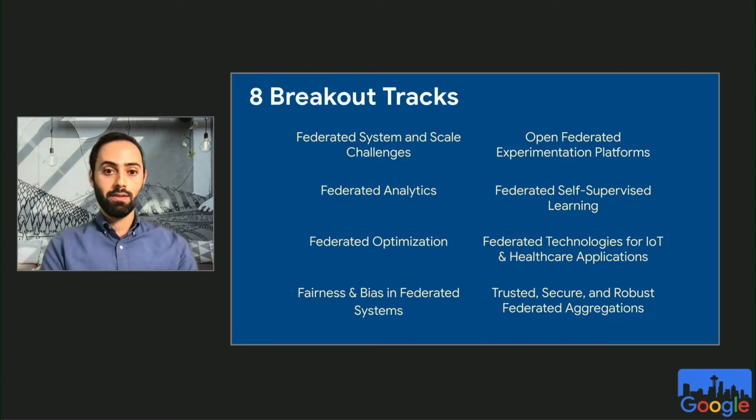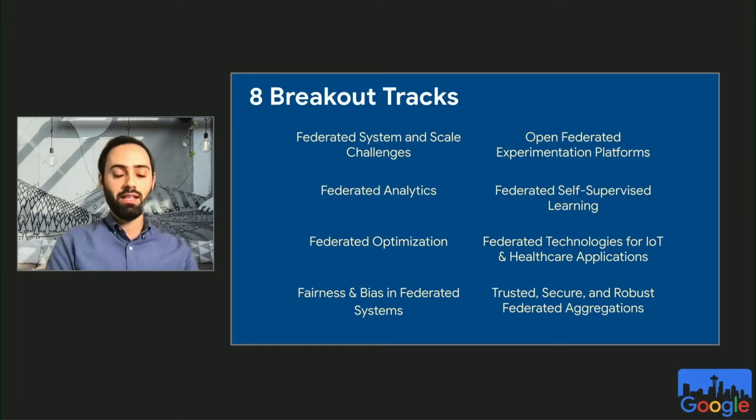Next slide, please. All right, we also have 8 breakout tracks, spanning all the way from system challenges to analytics, optimization, fairness and bias, trusted, secure, robust aggregations, IoT, new emerging applications, and so on. One thing you'll notice is there's no session on privacy, especially on differential privacy. That's because we believe that pretty much all these sessions are going to contain privacy in one way or another. So we hope you will join us for these breakout discussion sessions. If you can take a minute to go to our website, there is a doc for each one of these breakout sessions. You can mark your attendance in one of those docs. This will help us balance the load throughout the day.